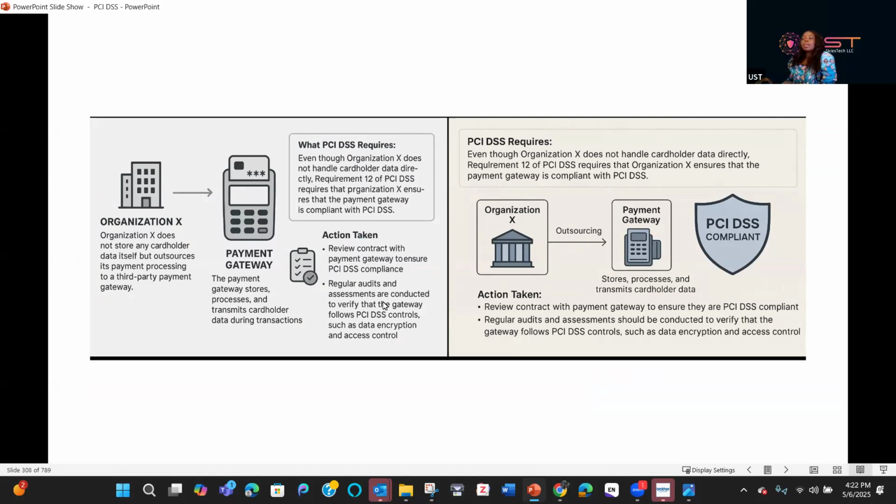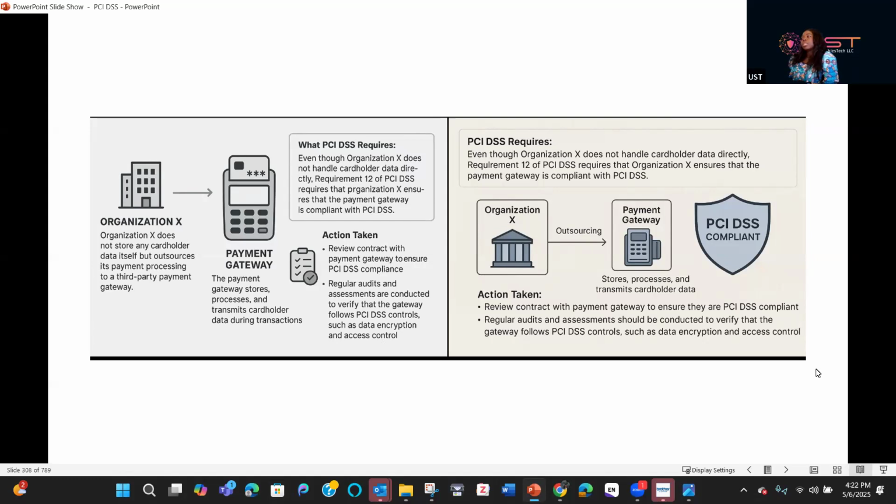Regular audits and assessments are conducted to verify that the gateway follows PCI DSS controls, such as encryption as well as access controls, right? And as I said earlier, these are not things you do after you've onboarded your vendors. No, you do them before you even bring in that vendor, and that's why we start talking of contract. Then you always fall back on that contract, because a lot of stuff must have been incorporated into the contract.